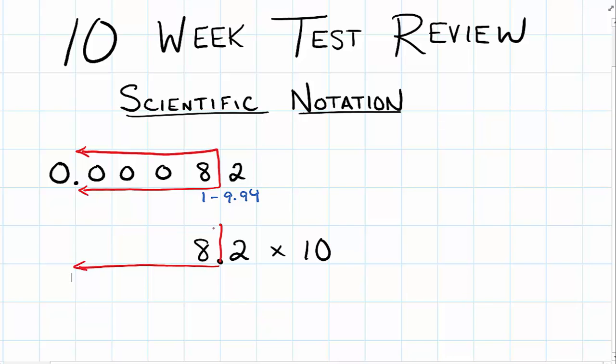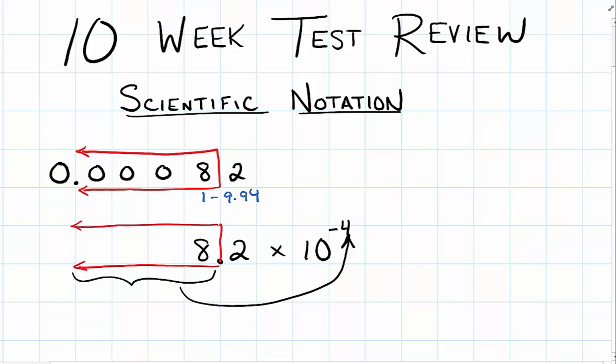Let me erase that and try that again. And so moving that back 4 place values to the left, we know that we're going to use a negative exponent. We've got to multiply by 10 to the negative 4th. So these 4 place values that we're moving it ends up being shown in our exponent.